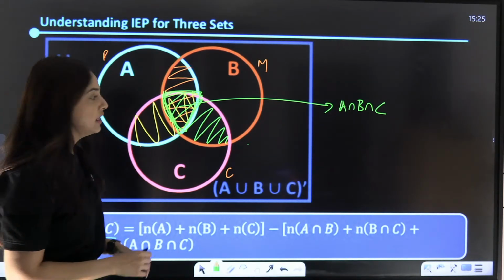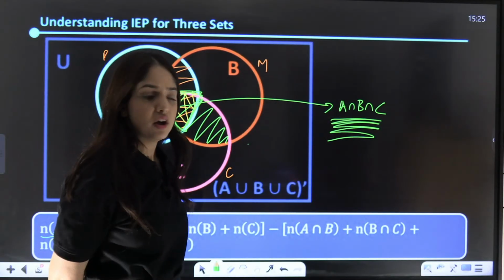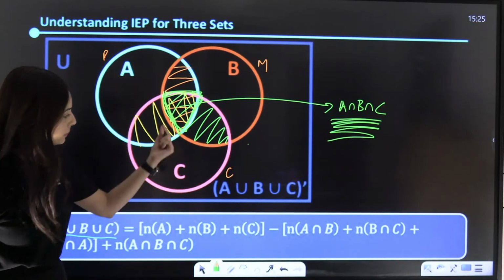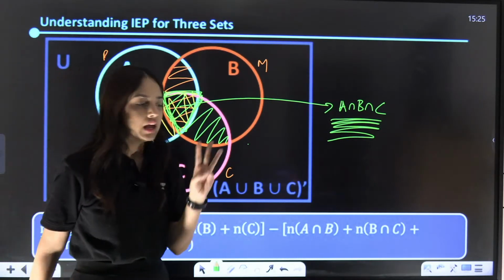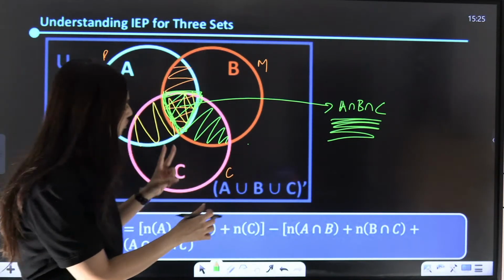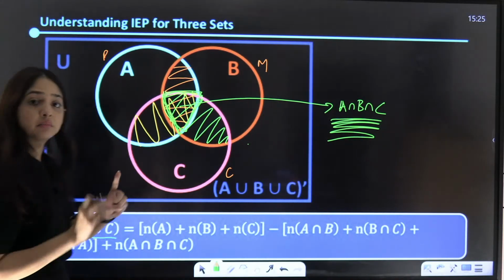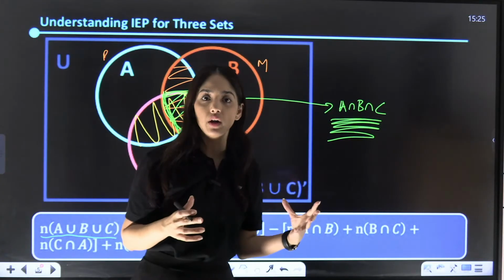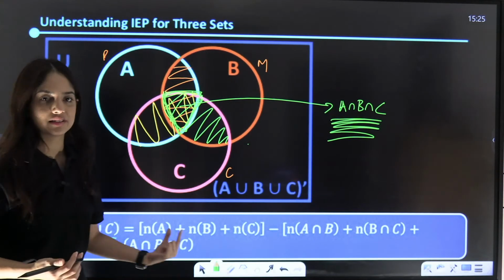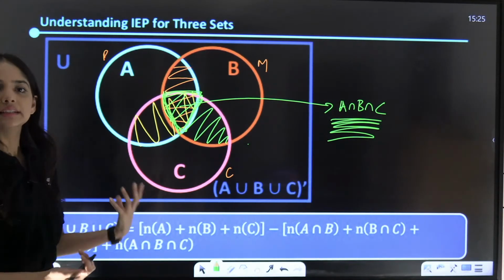But this central area, A intersection B intersection C, first I counted it 3 times, right? Once in A, once in B, once in C. Now, when I was removing A intersection B, I removed 1. When I was removing B intersection C, I removed another one. And when I was removing C intersection A, I removed another one. Now it's completely gone. So we need to at least include it once. So we will add A intersection B intersection C. And like that, we get the formula for 3 sets.